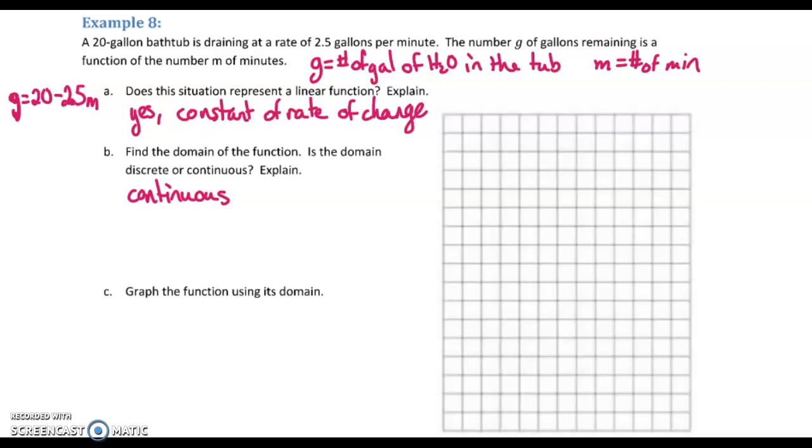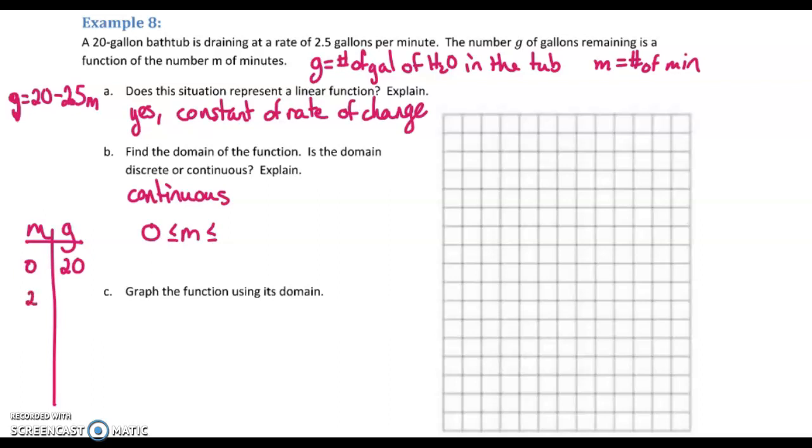So the domain, you cannot drain it at all. That's 0 minutes. Okay, so 0 to... now, it can't drain forever because eventually the water has to run out. It has to. So I'm going to make an input-output table here. If I drained it for no minutes and I plugged 0 in for M, that'd be 20 because it's starting with 20 gallons. Now if I kept going, let's just get a few points so we can get a feel for this.